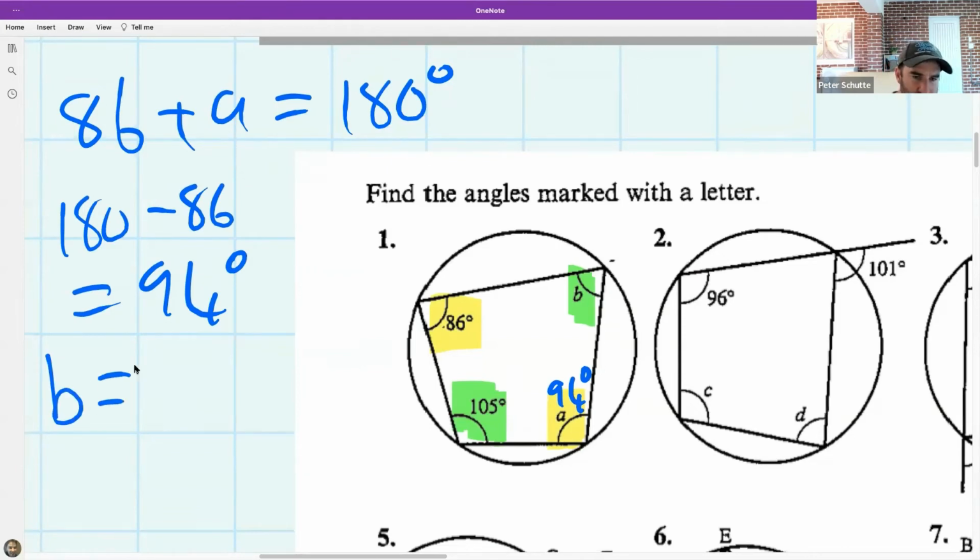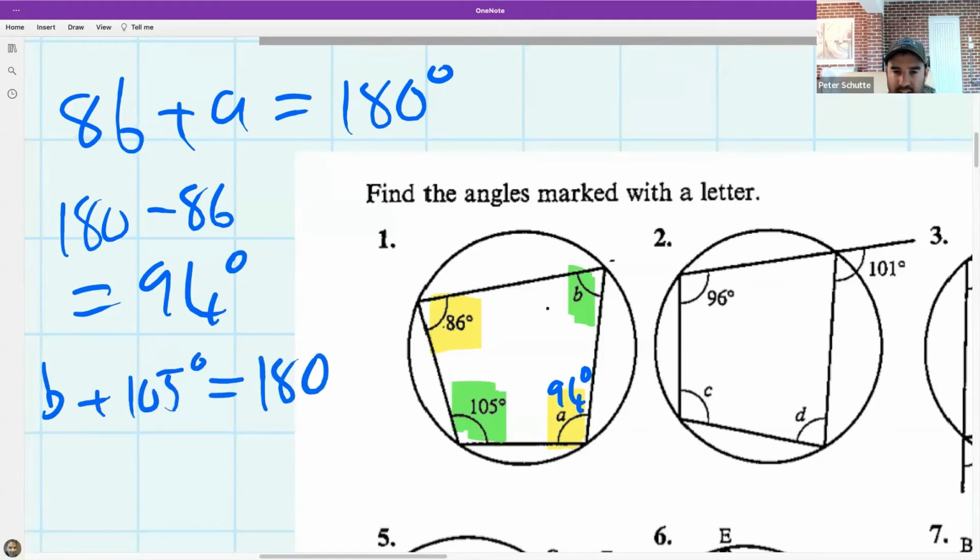So using the same idea for B, well, we know that B plus 105 must equal 180 if this new idea that I've told you is true. And so you ask yourself, well, what do you add to 105 to get 180? Well, then B would be 75. Okay, so that would be 75.